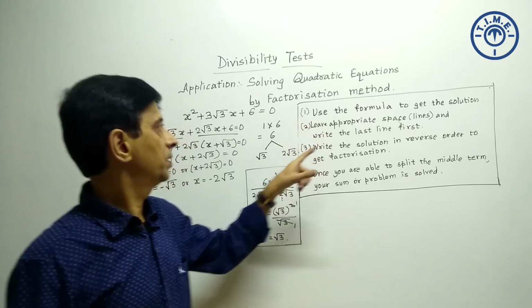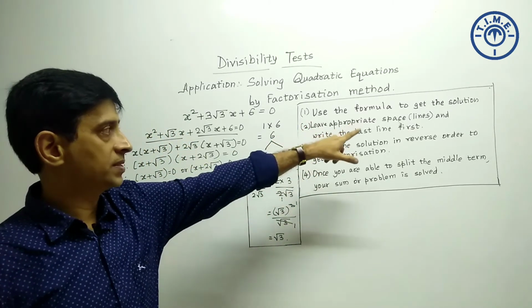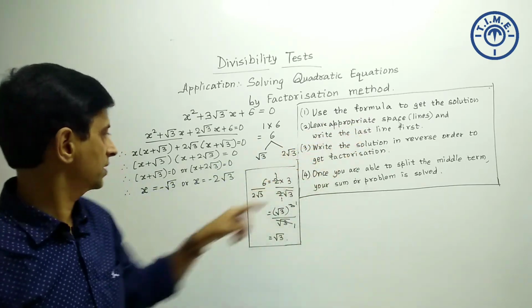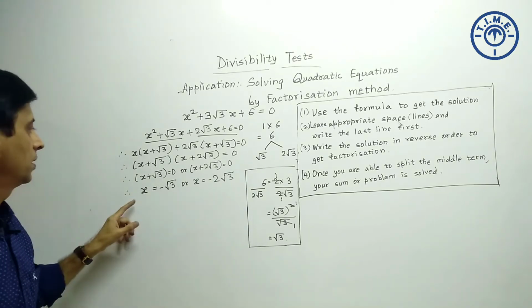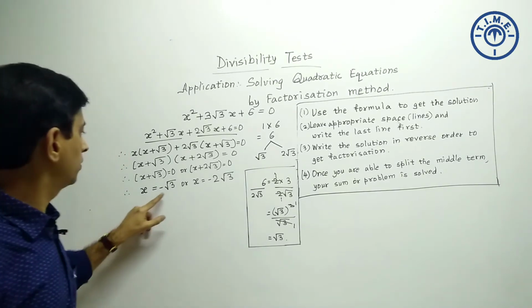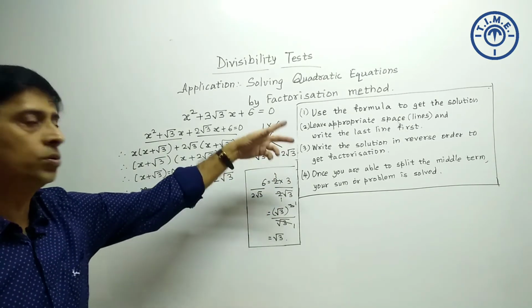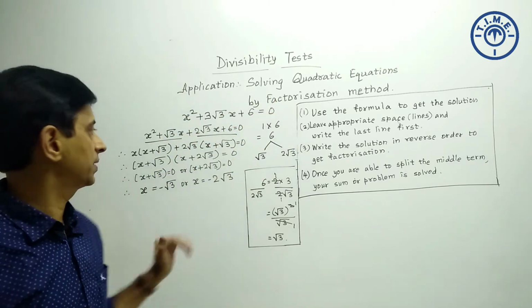We've taken this step. Now let us move to the second step. Leave appropriate space, that is leave appropriate lines, and write the last line first. So what will be our last line? That is getting the solution. Now x is equal to minus root 3 and x is equal to minus 2 root 3. These two solutions we got from our formula method.